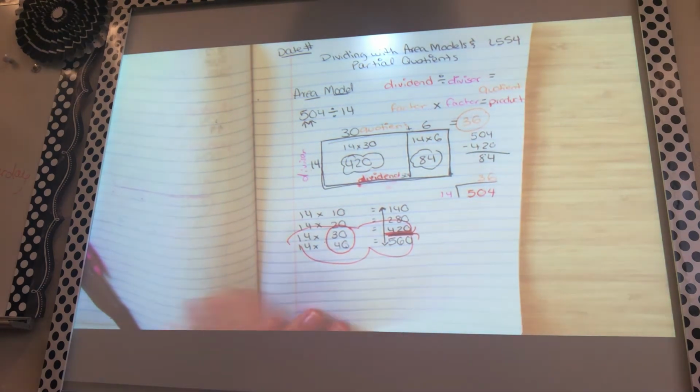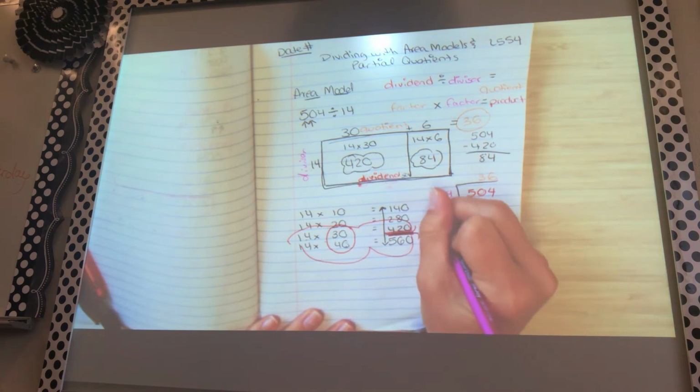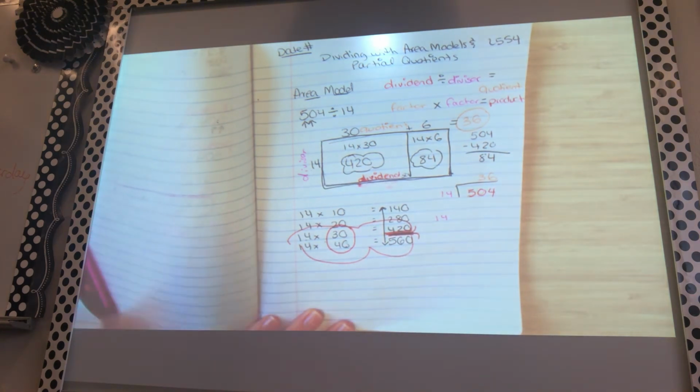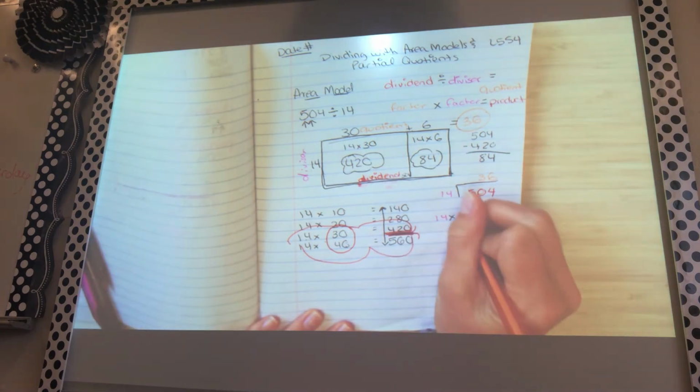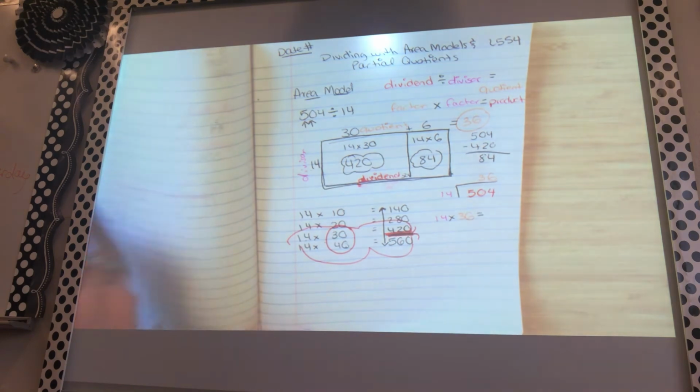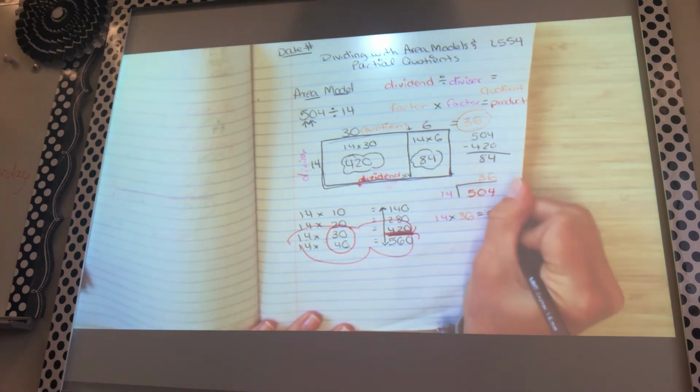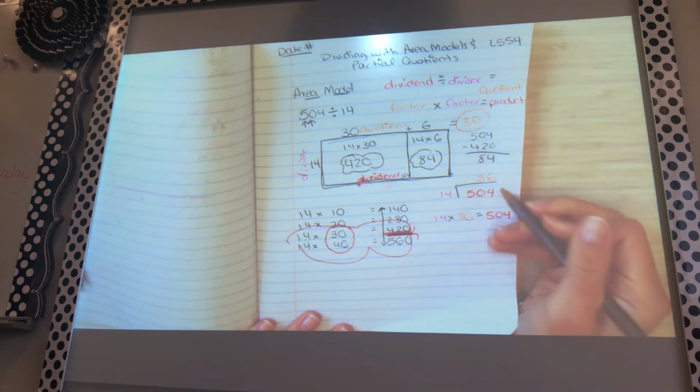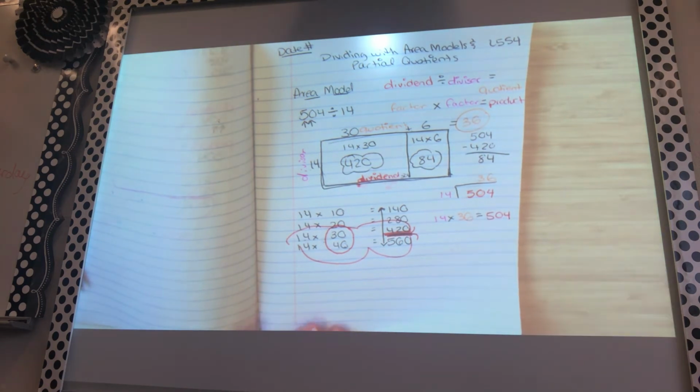And I can also multiply 14 times 36, and my product will equal my dividend of 504, because they're inverse operations. So that's it for area model.